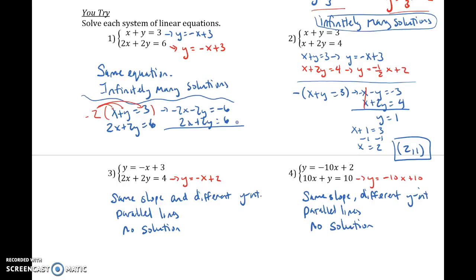And notice what happens. 0, 0, 0. 0 equals 0. This is true, which also leads us to infinitely many. So that's also an option if you'd like to do that rather than solving for y. Go for it. Both of them are very good reasons to explain infinitely many. Okay? Same deal for no solution.